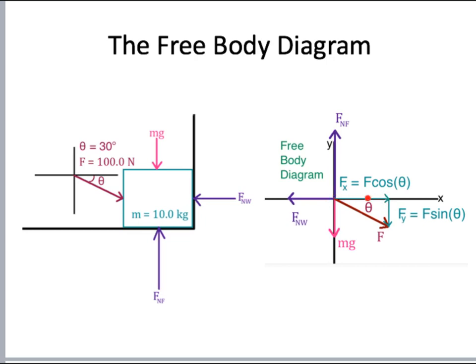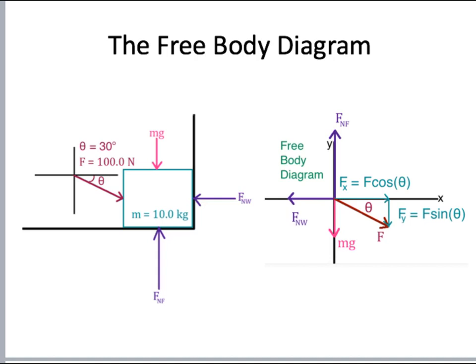The x component of the pushing force is in the positive x direction, and the y component of the pushing force is in the minus y direction. And technically I could take this force and move it over here so that it's connected to that common origin. But this free body diagram is simply a way of seeing all the forces all at once in a way that's not all jumbled together and confusing.